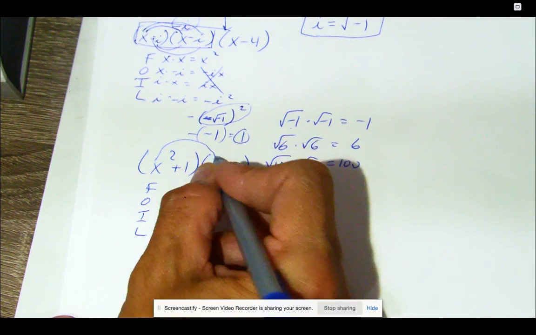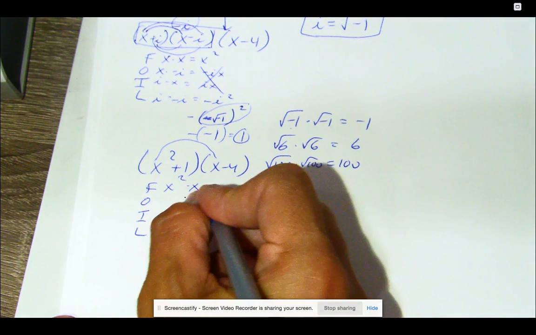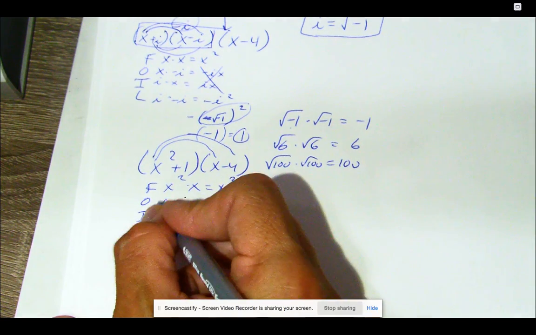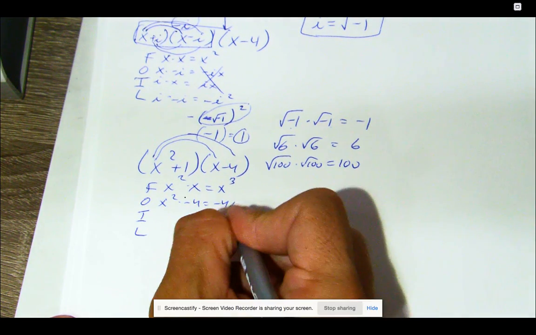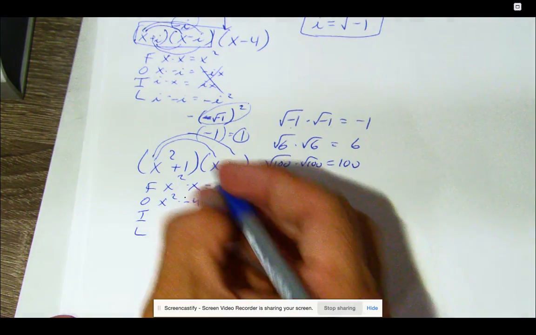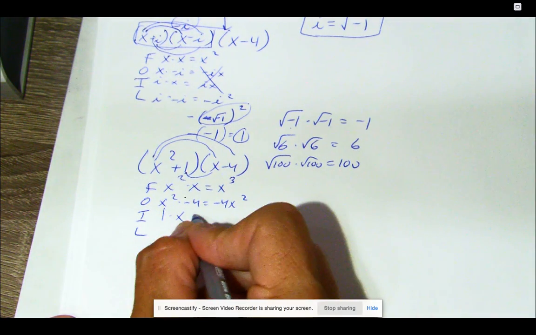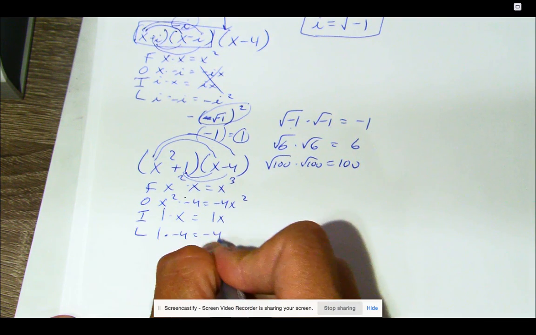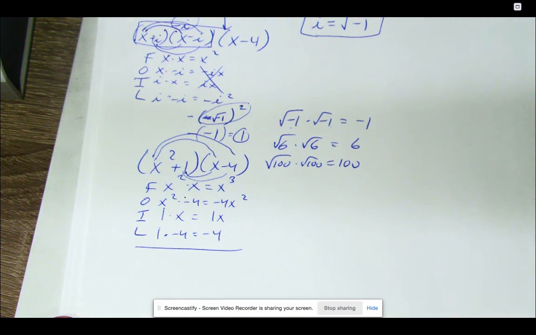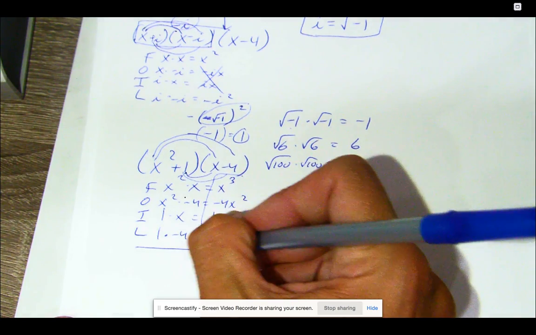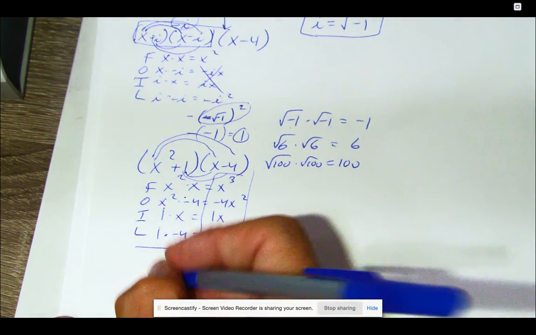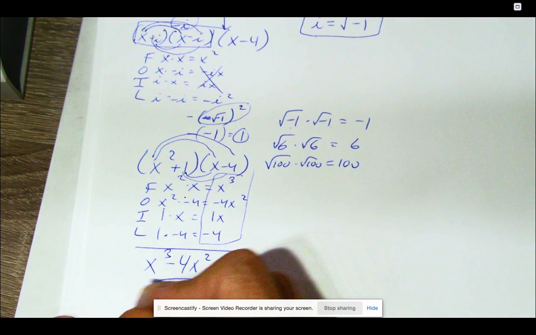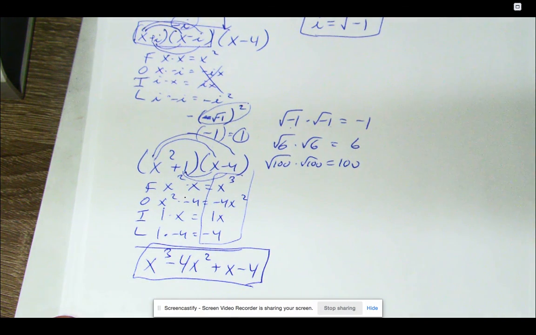So you multiply those. You get x cubed. Multiply x squared times negative 4. You get negative 4x squared. I stands for inner. This makes 1x. And L for last, 1 times negative 4 is negative 4. Combine like terms. Well, none of them are the same. So just make a list in order, starting from highest power to lowest power, and you're done.